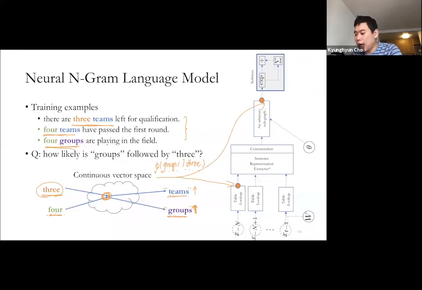This is how this neural n-gram language model, or the feed-forward language model, learns the similarities among discrete concepts, or tokens, in this continuous vector space, and then uses that information to assign high probabilities to n-grams that have never been seen before.